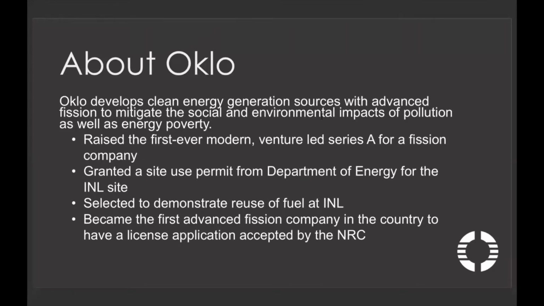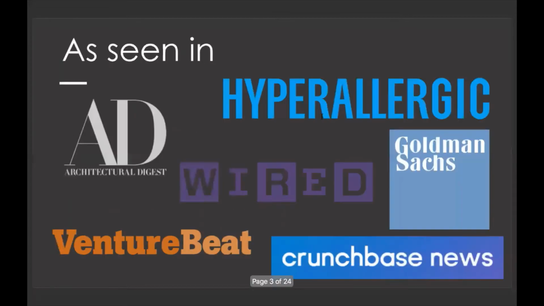We were granted a site use permit from the Department of Energy for the INL site in late 2019. We were also selected to demonstrate reuse of fuel at INL. So with that, we had both a potential site for our first plant as well as fuel material for our first plant. And we became the first advanced fission company to submit a license application that was accepted by the NRC. We submitted in March of this year, and it was accepted in June. So we're currently in what's called phase 1 of our license application review.